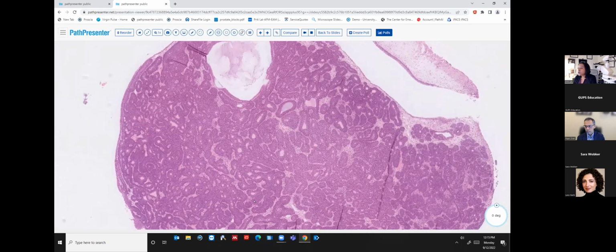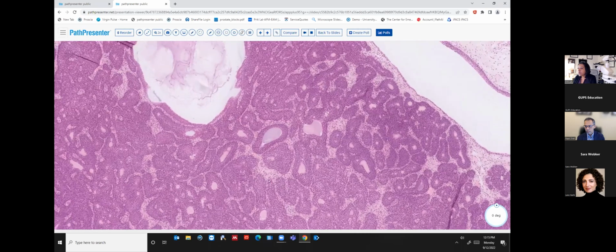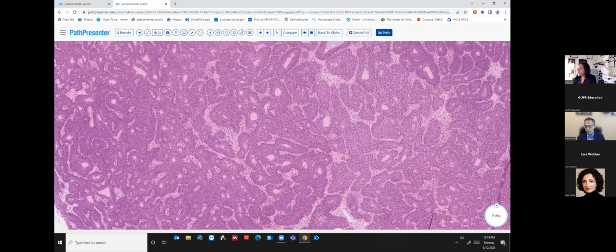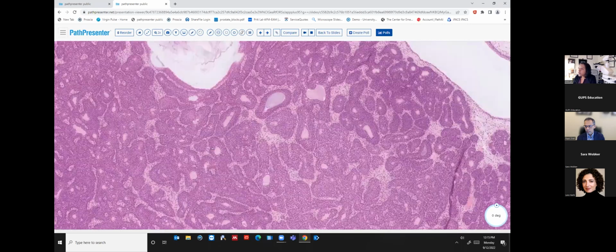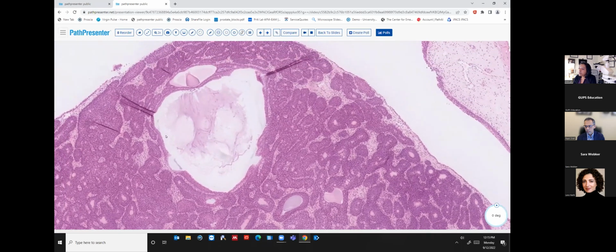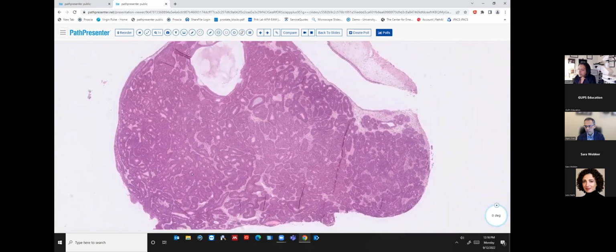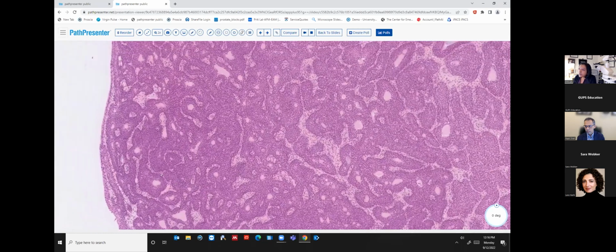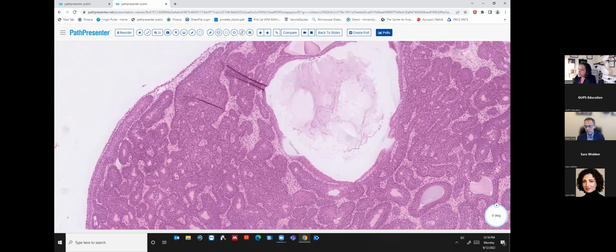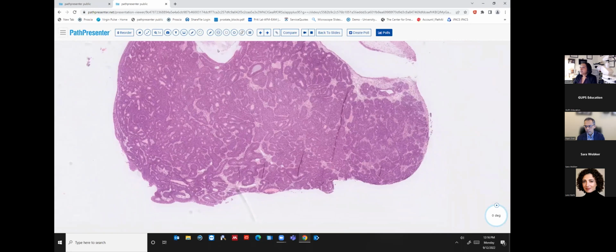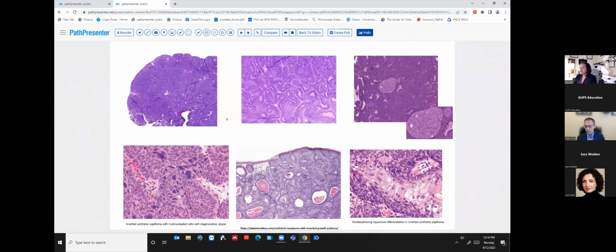And as you scroll to higher power, you can see not only are the trabeculae branching and interconnected, but sometimes they have cystic regions. You can see how the surface lining is pretty attenuated, and the stroma itself is variable in this case. So not all cases are very classic.